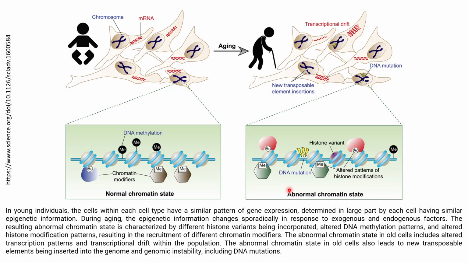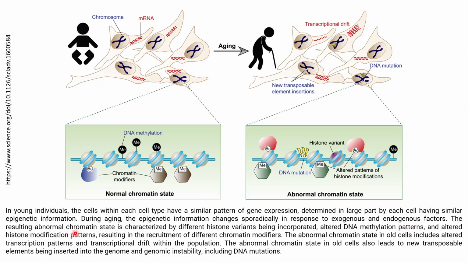So what is the relevance of this DNA methylation, right? As I mentioned, of course, with aging, it can actually affect the gene expression patterns and the level of different genes that are expressed, right? So this is epigenetic information that we're talking about. During aging, this epigenetic information changes sporadically in response to both exogenous and endogenous factors. So factors both from outside and within the body, okay?